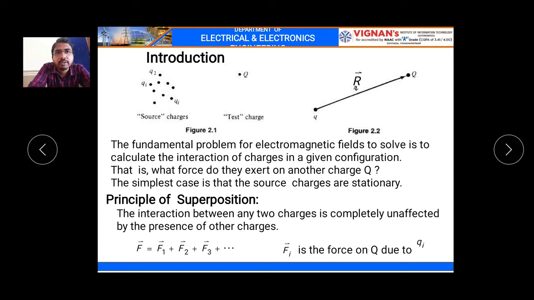Suppose on this main test charge q, this charge q1 will exert a force F1, and this charge q2 will exert a force F2. Like that, each charge will exert some force on the main charge q. Now, the total overall force acting on this test charge q is, according to the principle of superposition, the sum of all those individual forces. This is called the principle of superposition.